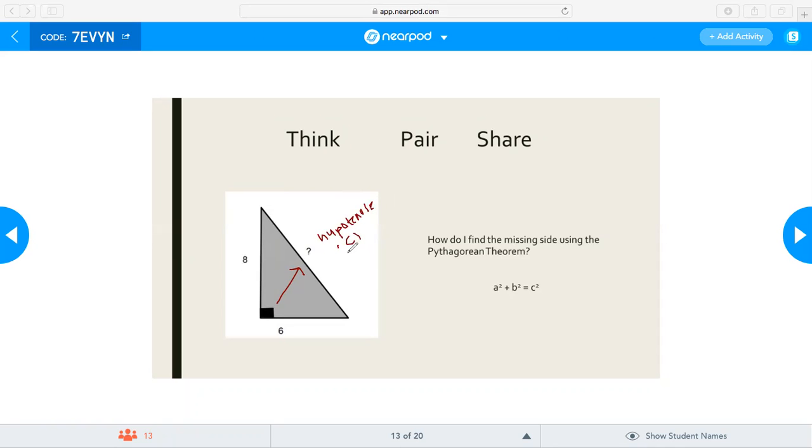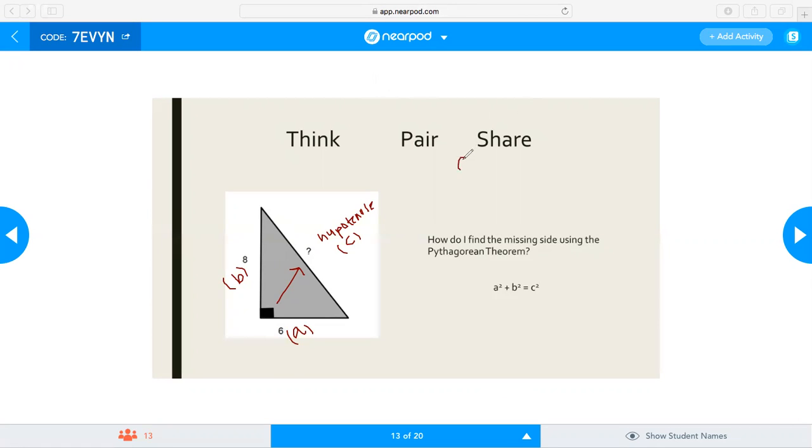We know that C is missing. So we have to find C. Like I always say, let's first label. So let's make 6 A and 8 B. Let's label our triangle first. Okay. And we're going to do everything we've been doing, and let's see where it takes us.